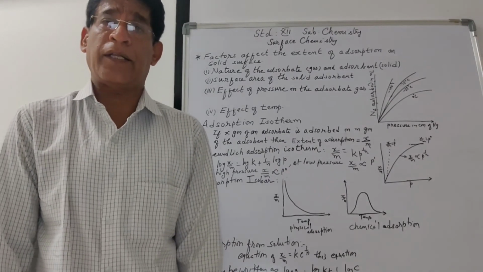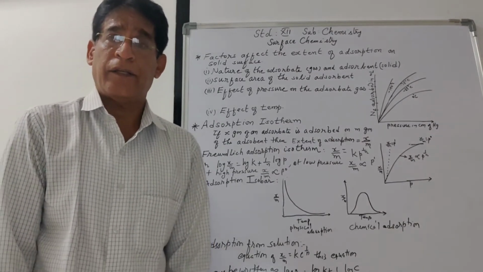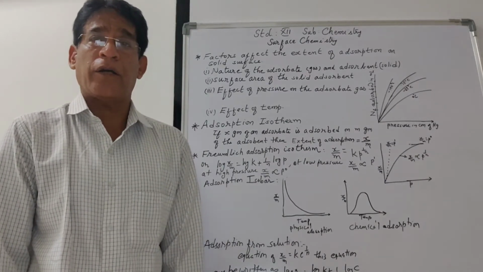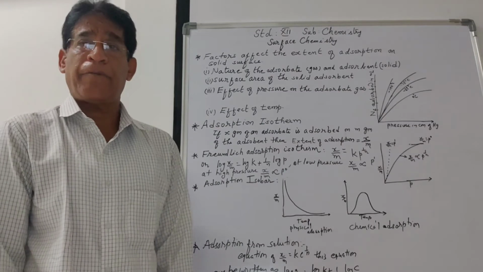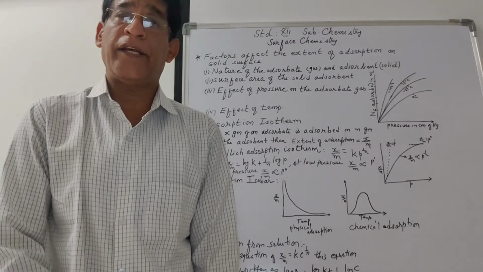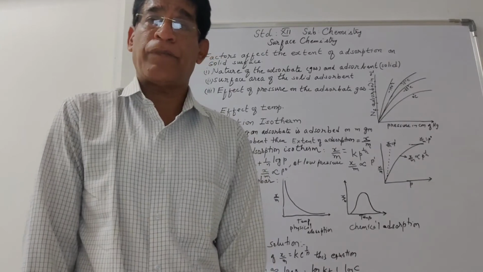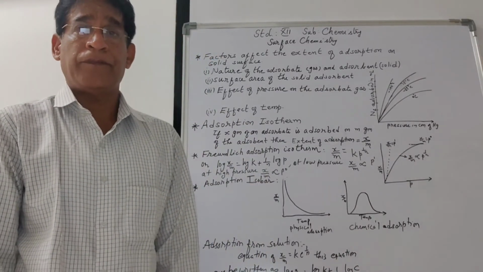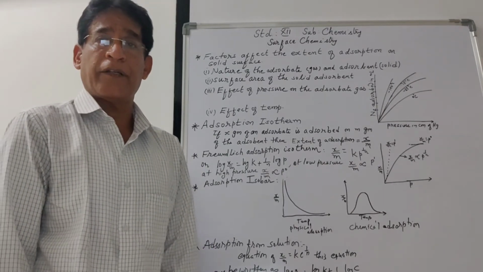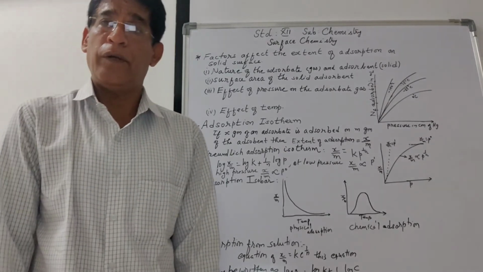Now, second application, in gas masks. It is a device which consists of activated charcoal or a mixture of adsorbents. This apparatus is used to adsorb poisonous gases, for example Cl2 gas, carbon monoxide CO, and oxides of sulfur, and thus purify the air for breathing in coal mines.